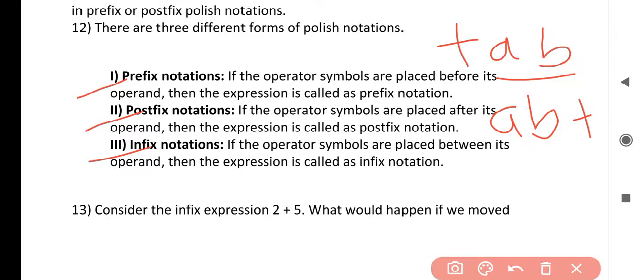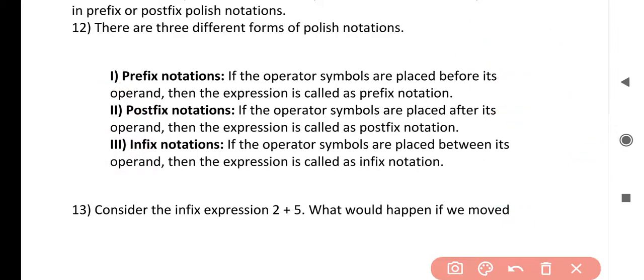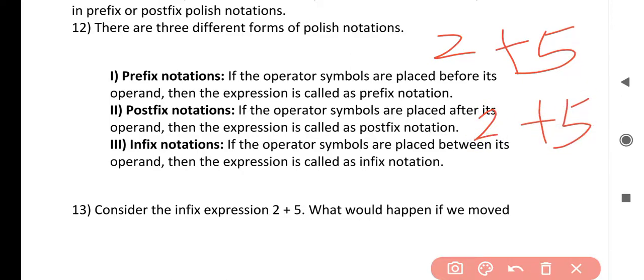But if there are numbers, you have to put a comma, otherwise you will be confused between 1, 2 or 12, right? That means you have to write 12, 5 plus, right? That means this is a postfix expression. Now infix expression we have been using from our childhood. Whenever we have to write addition of two numbers, 2 plus 5, we write it like this, where the operator is in between the operands, and this particular expression is called infix notation.